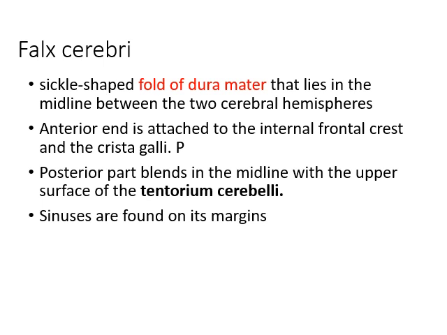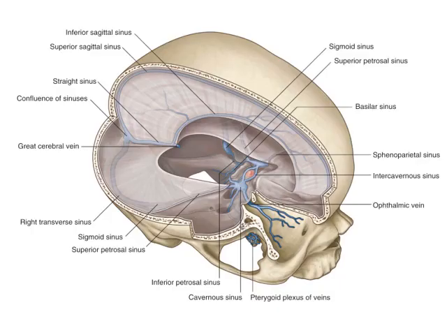And the Falx cerebri is anteriorly attached to the internal frontal crest and to the crista galli. Okay, and posteriorly it blends in the midline with the upper surface of the tentorium cerebelli. Okay, so the Falx anteriorly is attached to the crista galli, posteriorly it continues as the tentorium cerebelli. Okay, and in the margins you find several dural venous sinuses, which we will learn later.